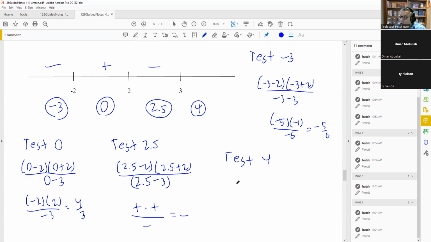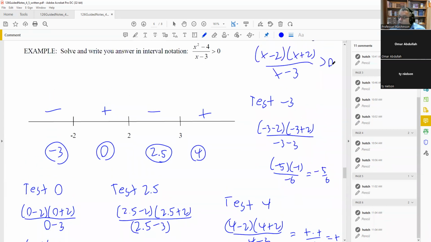Here's the last one. We're going to test 4. 4 minus 2, 4 plus 2, 4 minus 3. Again, I don't even have to work all this out either. I can just do plus times plus over plus on the bottom. All these are plus, so that means I get a plus. Okay, so I have that. So I get minus, plus, minus, plus here.